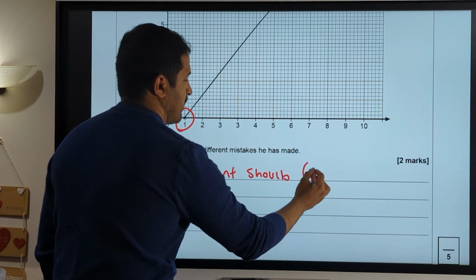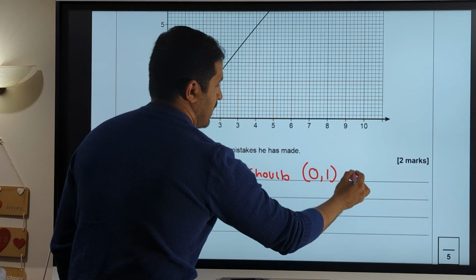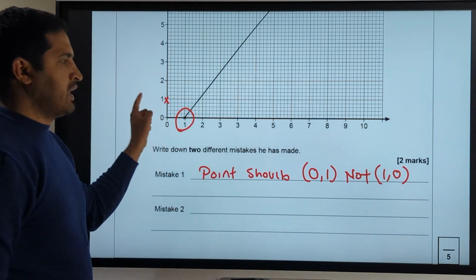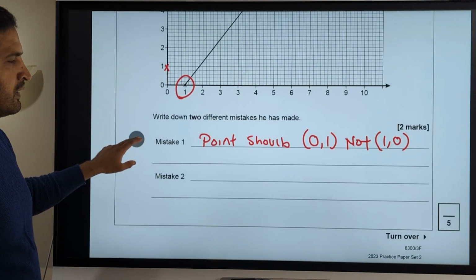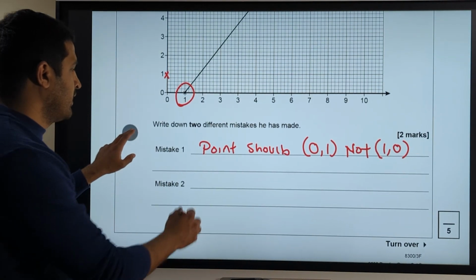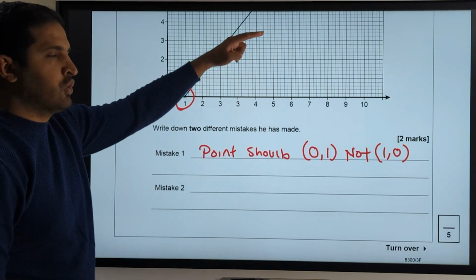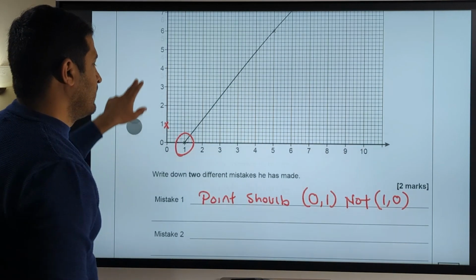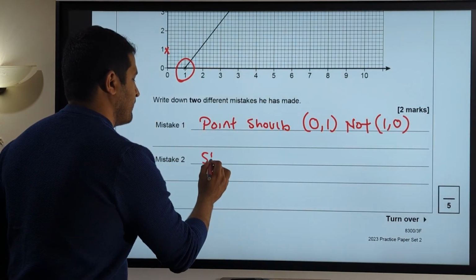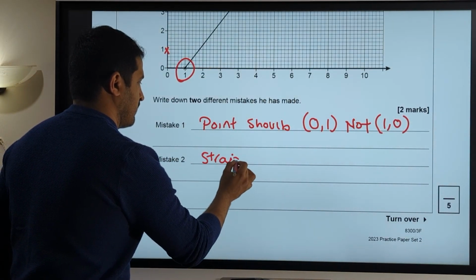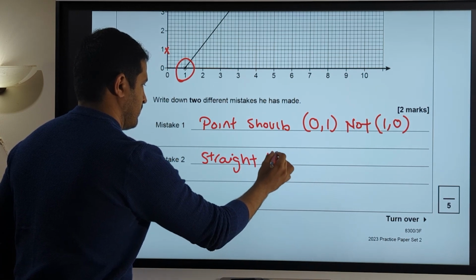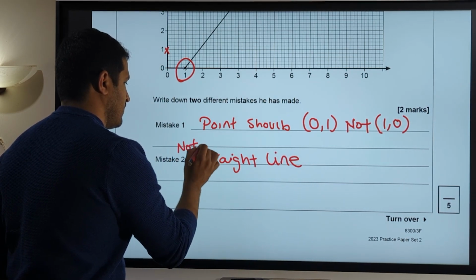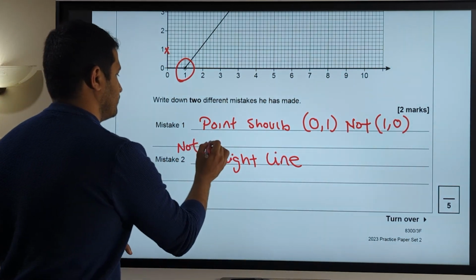The point should be 0, 1 and not 1, 0. So that's your first mistake. And the second mistake is that it should be a straight line graph. It shouldn't be going curvy or bent there. It should be a straight line. So it's not a straight line. That's the second mistake.